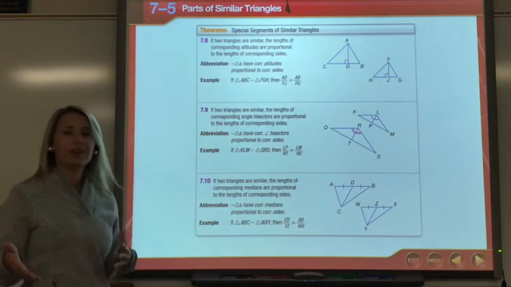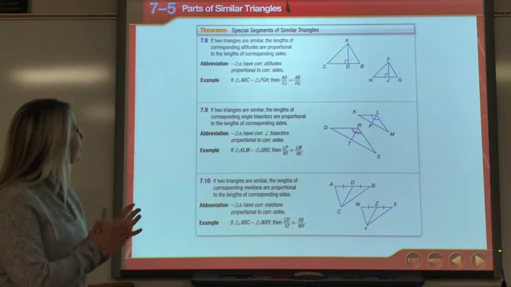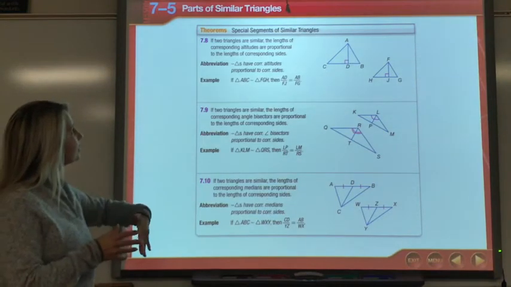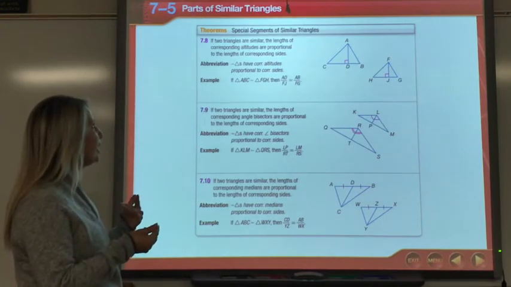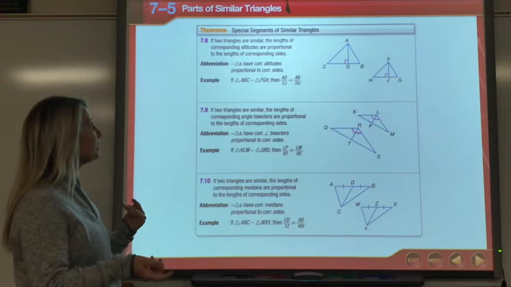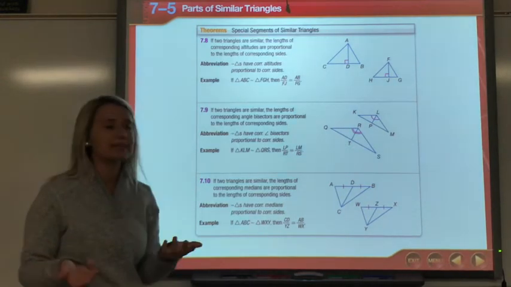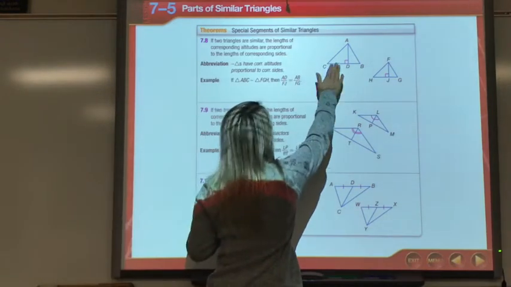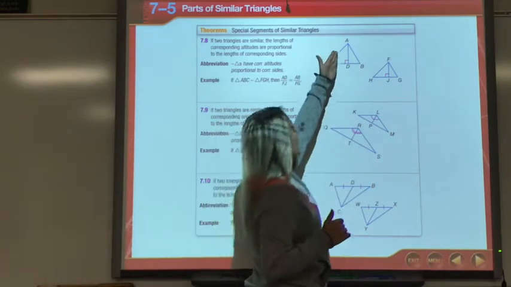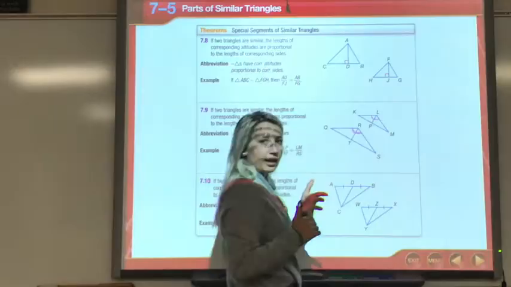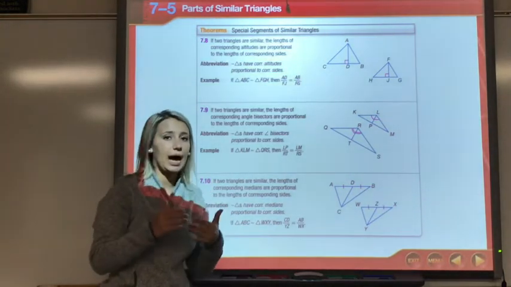Okay, so here's a couple of theorems. These are in your textbook if this is too small for you guys to see. So this first theorem is, these are all special segments of similar triangles. This first one is saying if two triangles are similar, the lengths of the corresponding altitudes are proportional to the lengths of the corresponding sides. So all that's saying is we're given that this triangle ABC is similar to triangle FGH, and we've constructed these corresponding altitudes, so those altitudes will be proportional to the sides.